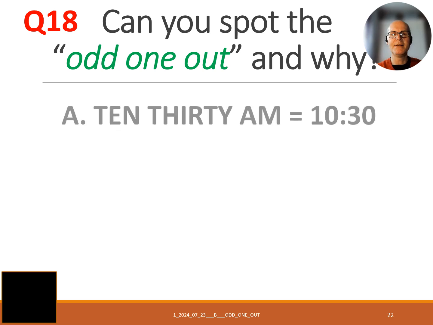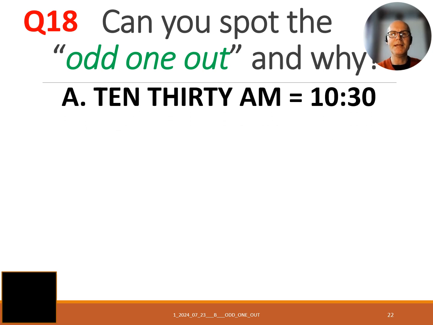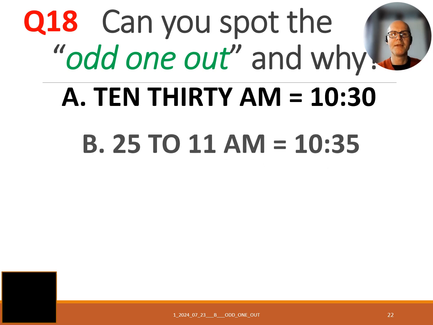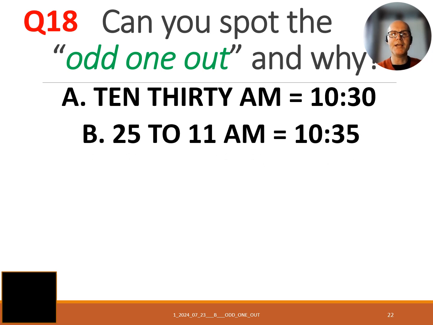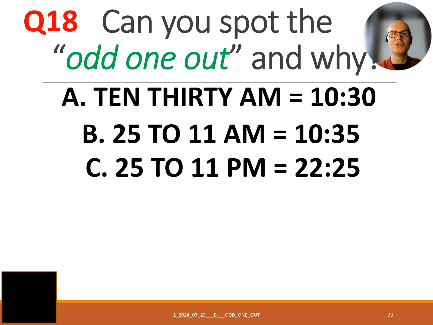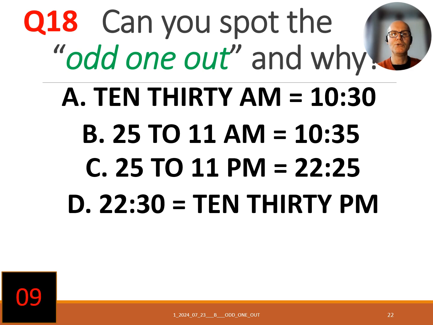Question 18. A. 10:30 AM equals 10:30. B. 25 to 11 AM equals 10:35. C. 25 to 11 PM equals 22:25. And D. 22:30 equals 10:30 PM. What's the odd one out and why?